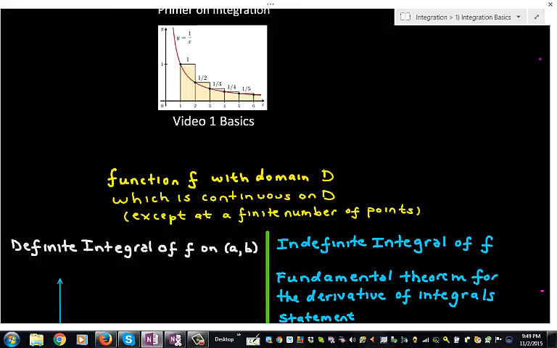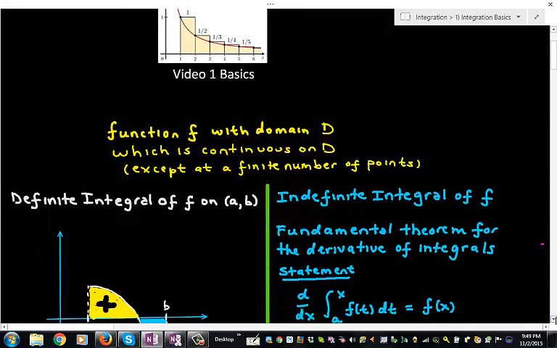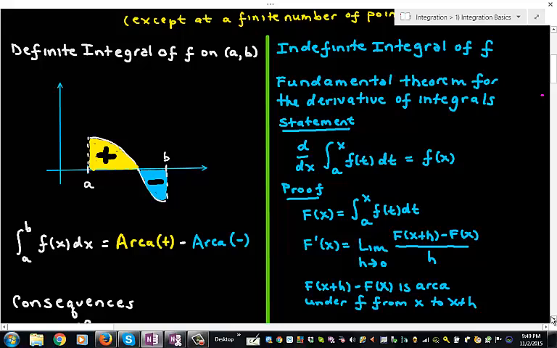However, the sort of functions we're going to be working with, like probability density functions, we generally don't have any problem like that. So that's not going to be a major consideration for us. What we're going to do is focus on two different forms that the integral can have: the definite integral and the indefinite integral. So first I want to talk about the definite integral of the function f on the interval a, b.